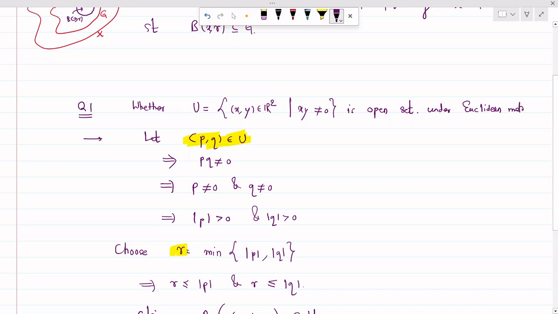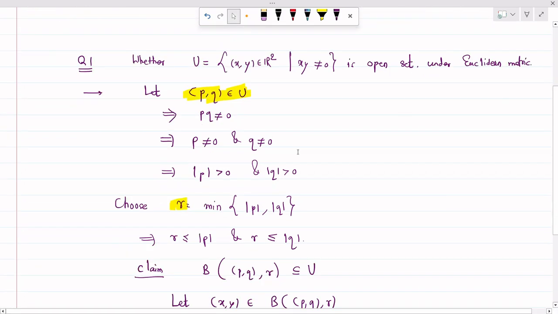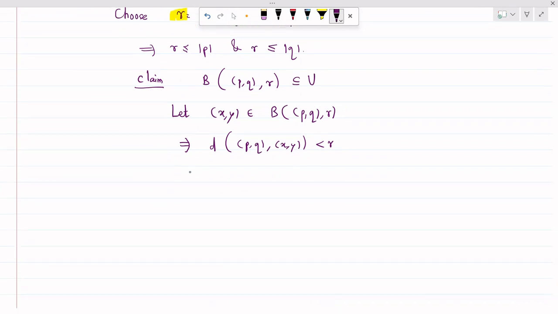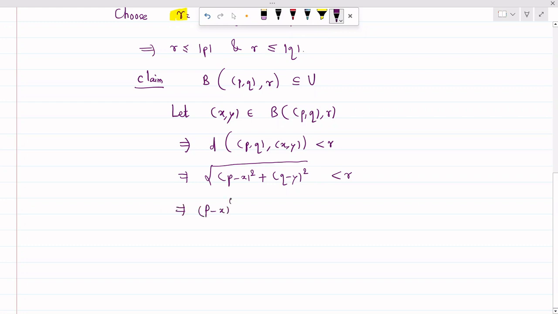Okay, let's come back to the solution. As per the definition of the Euclidean metric, this implies the square root of (p minus x) squared plus (q minus y) squared is less than r. If we square both sides, we find that (p minus x) squared plus (q minus y) squared is less than r squared. The addition of these two terms is less than r squared.